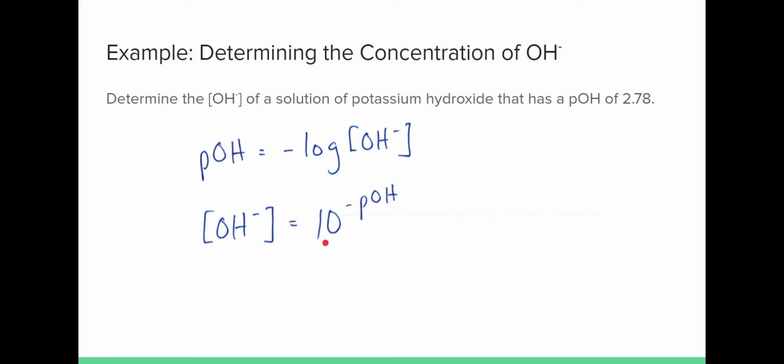So from this point, all I have to do is substitute my pOH as the negative exponent of 10. And if I calculate my final answer, it comes out to be 1.7 times 10 to the negative 3 molar, which is pretty high. This is a fairly strong base, so this concentration makes sense because this is a strong base of potassium hydroxide.